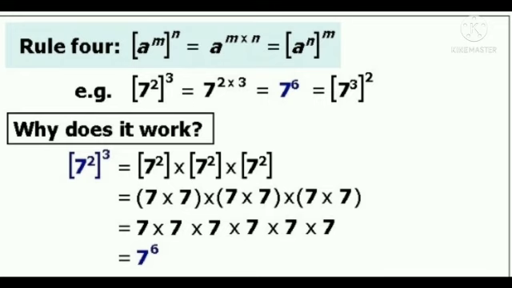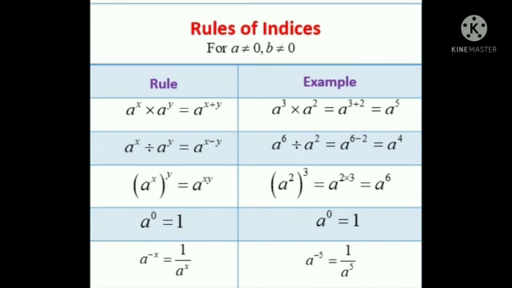Now the next rule we have to see, student: if one base and two indices are given, what will you do with those indices? Nothing, you just have to multiply the two indices. Clear? The base will remain as it is, just multiply your indices. Here it is given 7 raised to 2 raised to 3. So 7 will come as it is. What you will do with your indices, that is 2 and 3, you will multiply. 2 3s are 6. So your answer is 7 raised to 6. Clear, student?